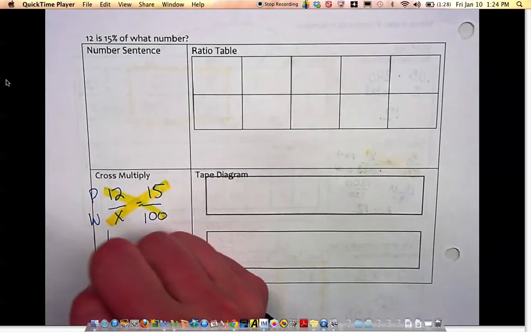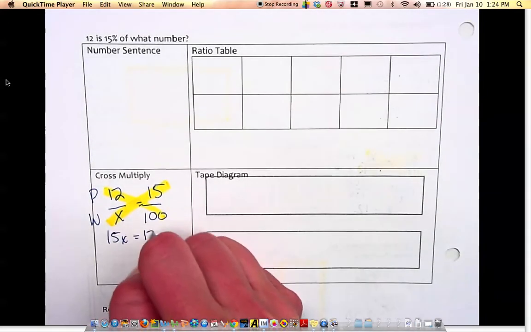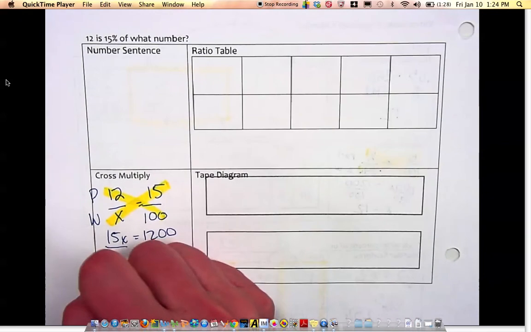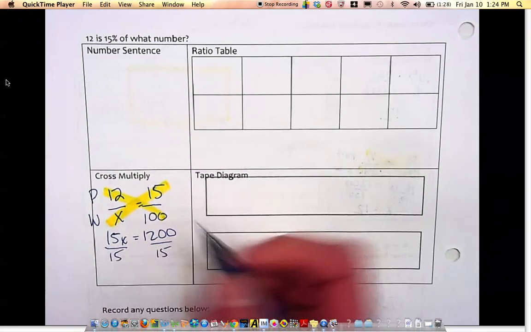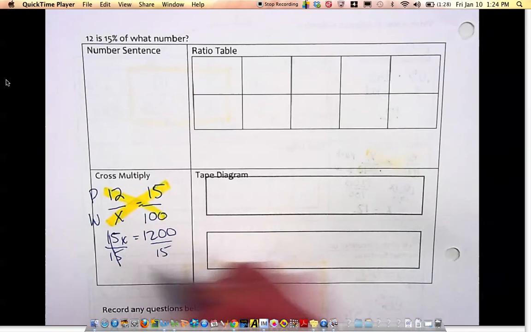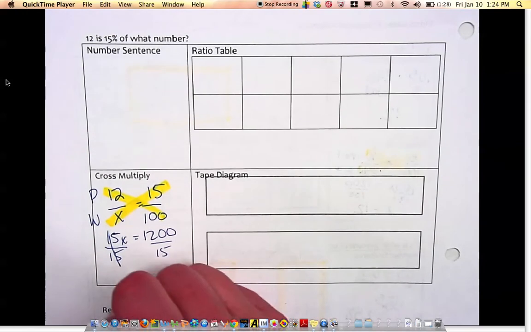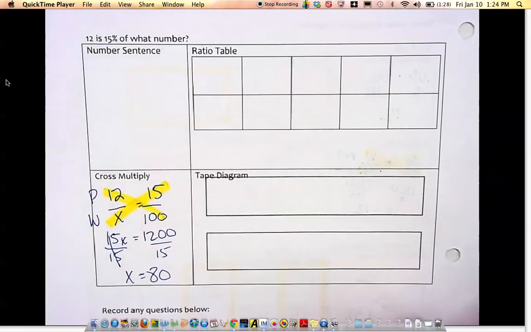So I'm going to do my cross multiplying. And I get 15x equals 1,200. Divide both sides by 15. 15 divided by 15 is 1. 1,200 divided by 15 gets me x equals 80.